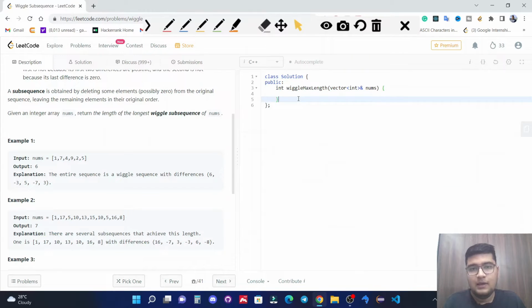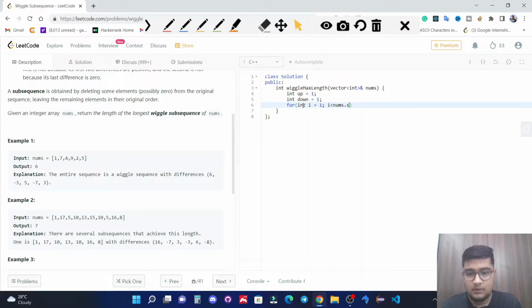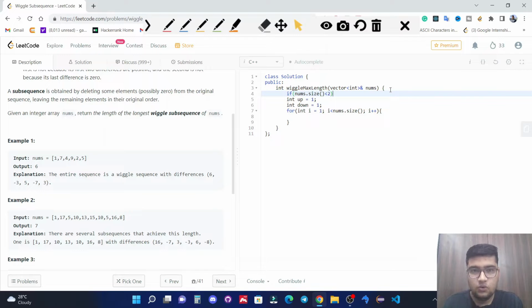So let's take two elements here, int up is equal to 1 and int down is equal to 1. Alright, now let's run the for loop. For int i is equal to 1, i should be less than nums.size, and i++. We can write one more condition here: if nums.size is less than 2, there might be only one element, so let's return 1 from here.